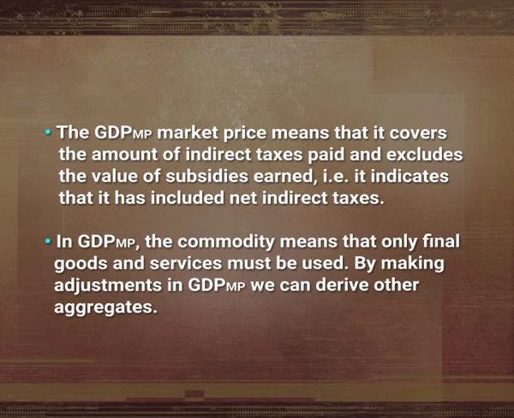In GDPMP, the commodity means that only final goods and services must be used. By making adjustments in GDPMP, we can derive other aggregates.